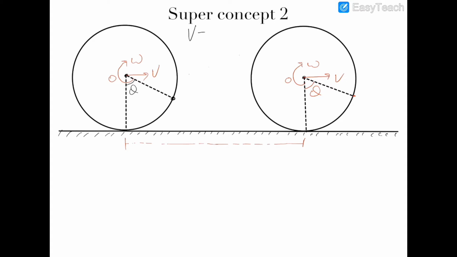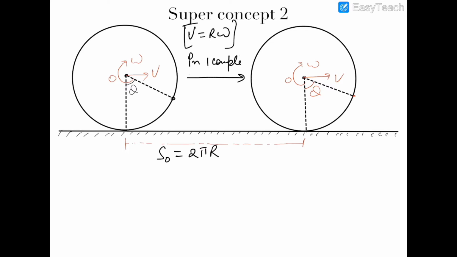Therefore, V is equal to R omega for the ring, because this ring is in the state of pure rolling. So V is equal to R omega. Now the center of this ring is displaced by a distance of 2 pi r. This is the displacement of the center of the ring in one complete rotation. So the time taken to complete one rotation is t is equal to 2 pi by omega.